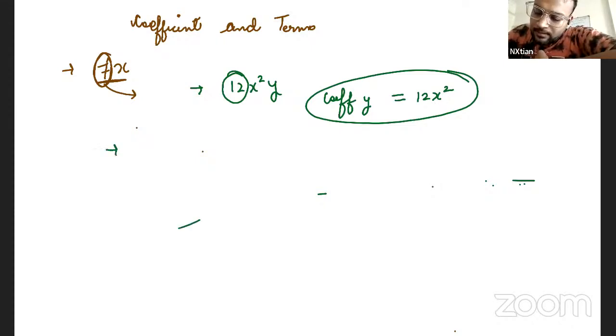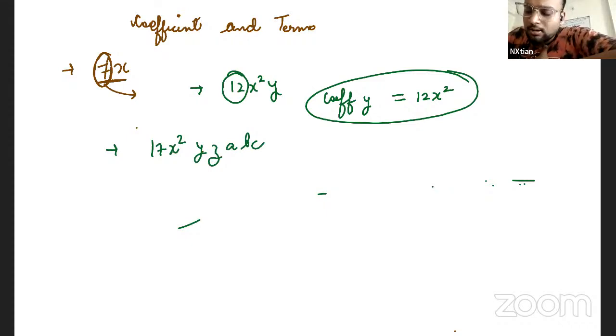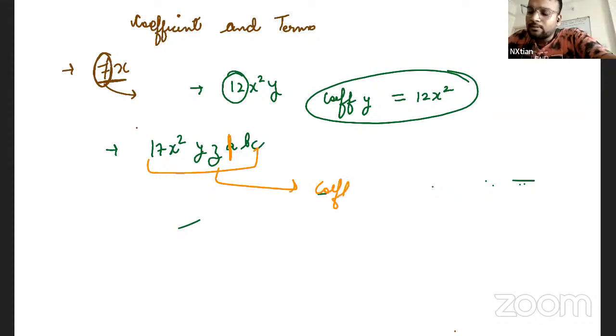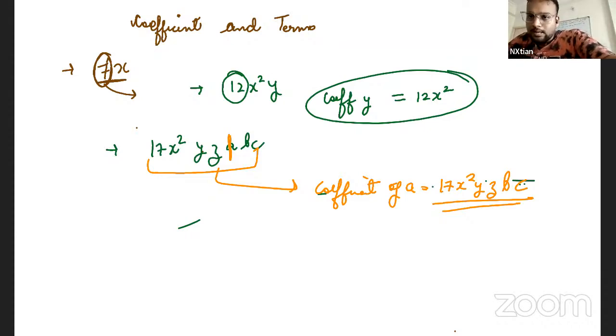If I'm writing 17x square y z a b c, and I'm asking what is the coefficient of a, put your finger on a. So I put my finger on a like this. Now what remains behind is the coefficient of a, which is 17x squared y z. Now I will not write a because I put my finger on a. It becomes b and c. So this is the coefficient of a. Understood, guys? This is how you will find the coefficient.